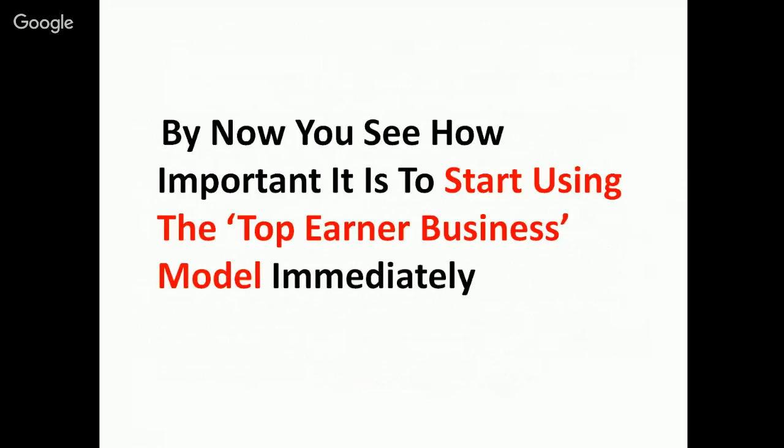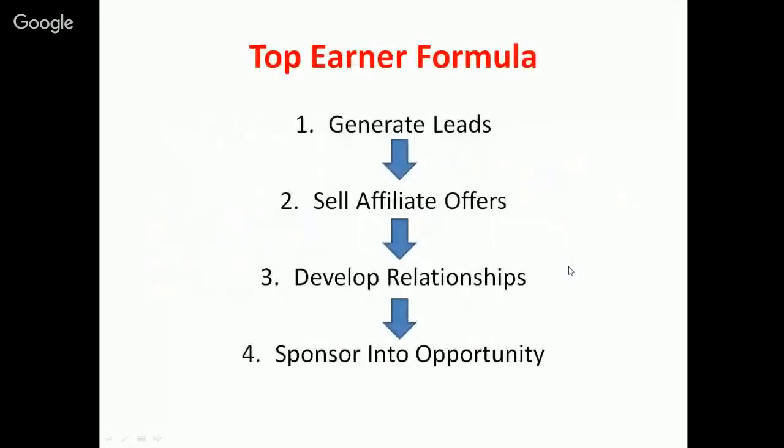So by now, you see how important it is to start using the top earner business model immediately. So again, to recap, we generate leads. Those leads, we offer an affiliate product or a program that they can build a business online with. We develop relationships with all of those people. And then a few of those are going to come in on the back end and want to join our business. Because here's what's happened. Of those 600 leads that you generated, I don't know what the average would be, but there's going to be a bunch of those people. Something's going to happen 6 months or a year down the road.